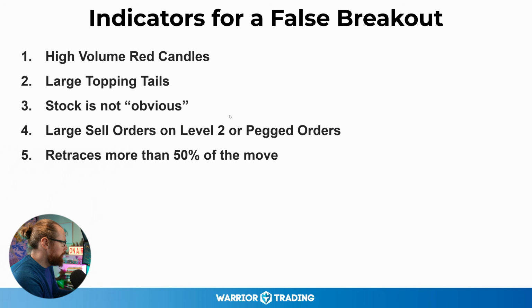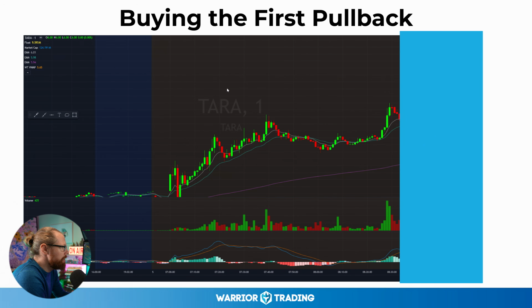All right. So large sell orders on the level 2, pegged orders on the level 2, that can also be a problem. That indicates people are trying to sell and have the strategy to use a pegged order, which is a little more sophisticated. So it probably means they have a larger position. And then usually if a stock retraces more than 50% of the move, I'm going to hold off on it. But sometimes we can get a curl or a MACD crossover, even in spite of that. But it's not as common.